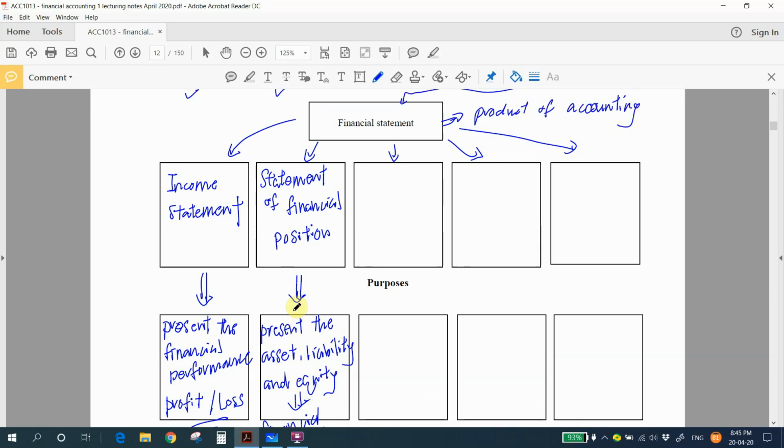Next, the next statement is the statement of changes in equity. The purpose of the statement of changes in equity is to show the movement in your equity account.